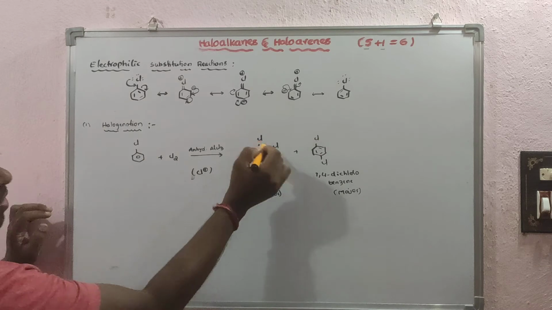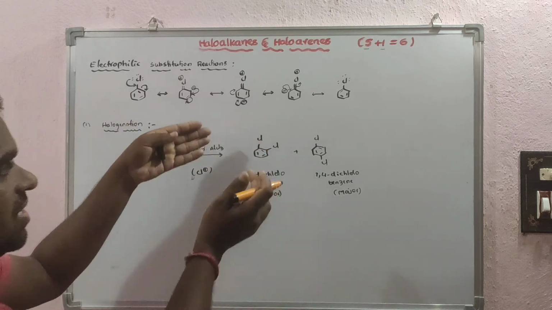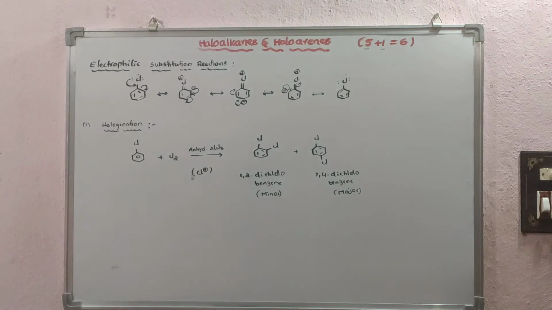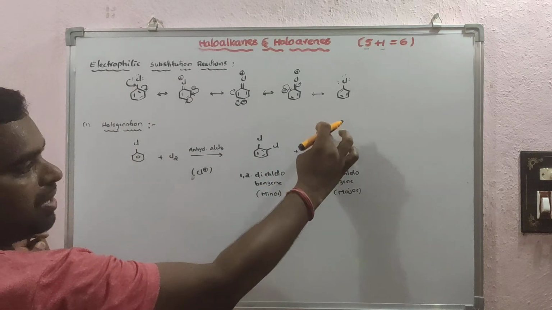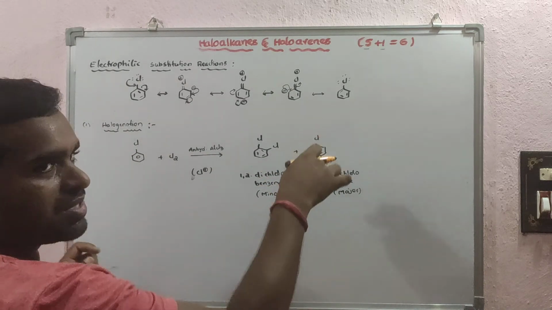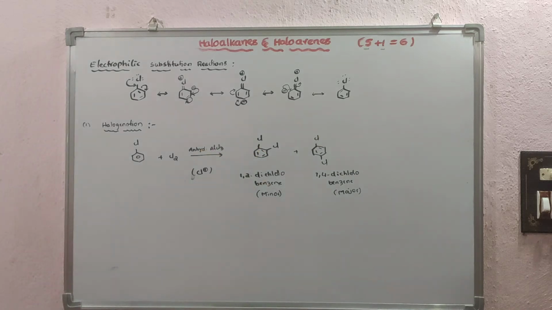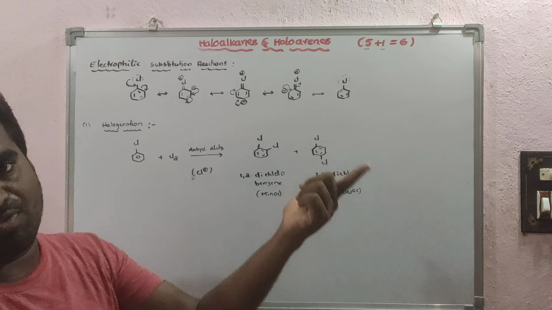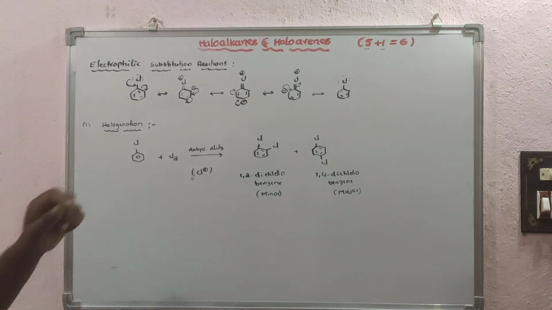Why? Because here the two chlorine atoms are very close to each other, there is a chance of repulsion between them, so it is less stable. But here both chlorine atoms are away from each other, so there is no repulsion and it is more stable. More stable products are always major products. This is halogenation; we can simply say chlorination.